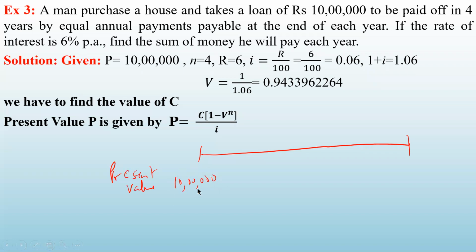So today the loan is taken and he is going to pay off this loan in 4 equal yearly installments. So the first installment at the end of the first year, second installment, third installment at the end of the third year, and fourth installment at the end of the fourth year. He is going to repay this loan in equal installments. So if the rate of interest is 6% per annum, find the sum of money he will pay each year. So you have to find out how much amount he will pay at the end of each year. So you will have to calculate the value of C.